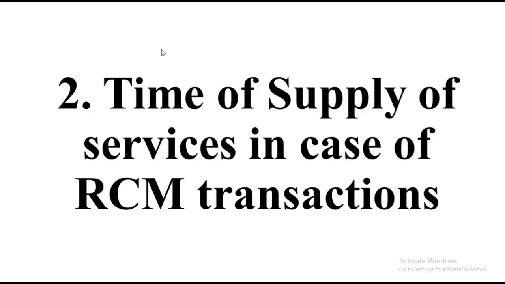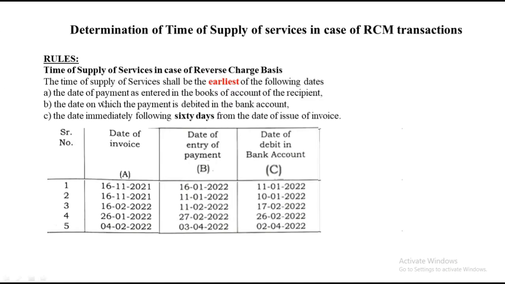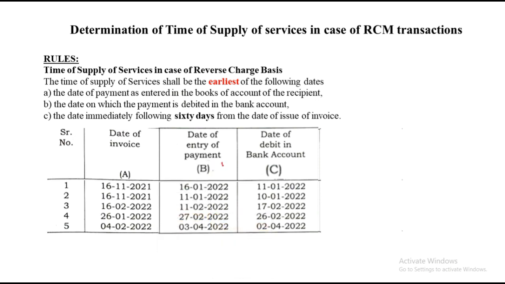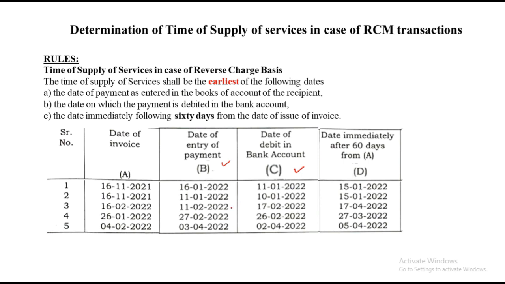One last type, time of supply of services in case of reverse charge mechanism. Very simple. Date of payment as entered in the books. So we'll have the earlier of date of payment, date on which payment is debited in the bank account, and immediately 60 days from the date of issue. So from the date of issue of invoice, we'll have to create another column which will have the dates exactly 60 days ahead. And now we just have to make a comparison in B, C, and D, whichever is earlier.